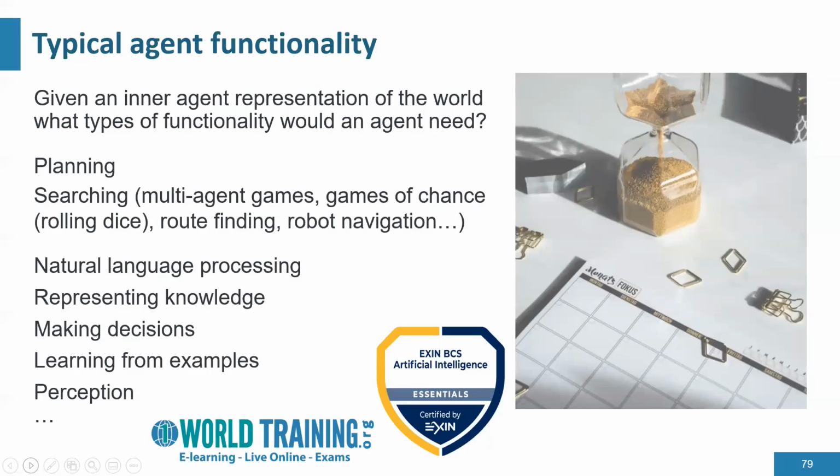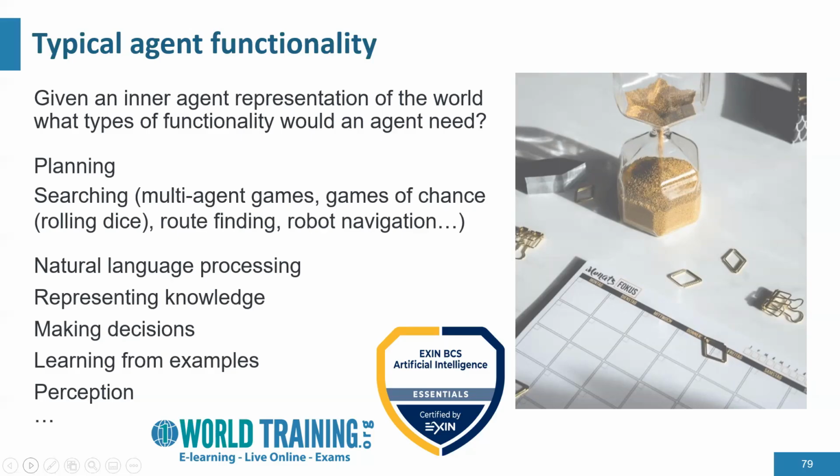So how will multiple agents be working in case they are working on an assignment with adversaries, or trying to find the best route, or doing navigation, or if there are any kind of multi-agent games, or games of chance or rolling dice? So there are elements of searching being carried out by the typical agent as a part of its functionality.